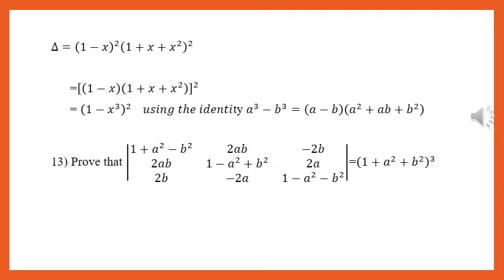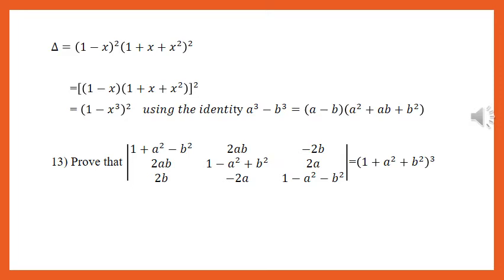Now question number 13 is a very important question. Prove that the determinant with rows (1 + a² − b², 2ab, −2b), (2ab, 1 − a² + b², 2a), (2b, −2a, 1 − a² − b²) is equal to (1 + a² + b²) the whole cube.